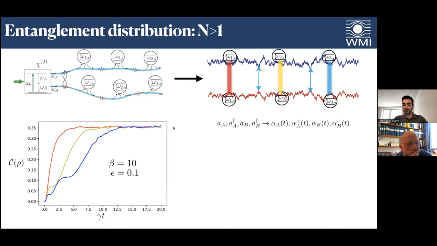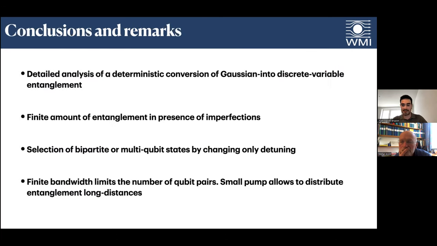So in principle, one should be able to create a ladder of Bell pairs throughout the network. It would still require an infinite amount of time to create an infinite amount of qubits, but they would just propagate throughout the network.